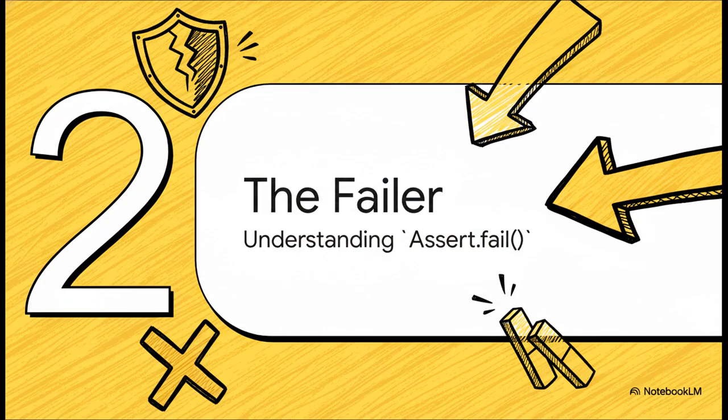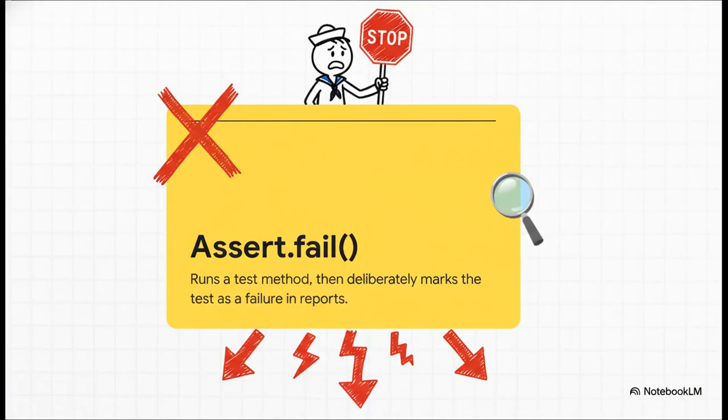Okay, let's head to the other side of the ring. It is time to meet the failer, Assert.fail. Now this one takes a much more direct and frankly aggressive approach. Unlike the skipper, Assert.fail doesn't stop the test from running at all. Nope. Instead, the test actually starts executing its code just like normal. But, and this is the key, as soon as it hits that Assert.fail command, bam, the test stops dead in its tracks and is immediately marked as a failure. It's a very intentional, very controlled stop.